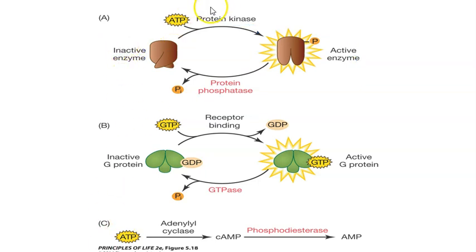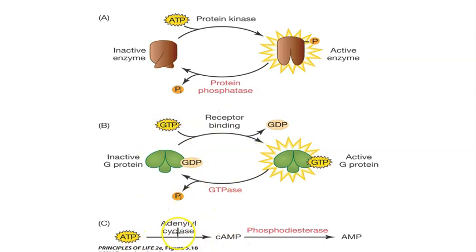Inactive and active is all based upon what? Come on now. You should know where I'm going right here. This is all about shape determines function. That's what this is about, okay? Then you have your receptor, an active G protein, activated because it has a GTP. GTPase removes the phosphate.